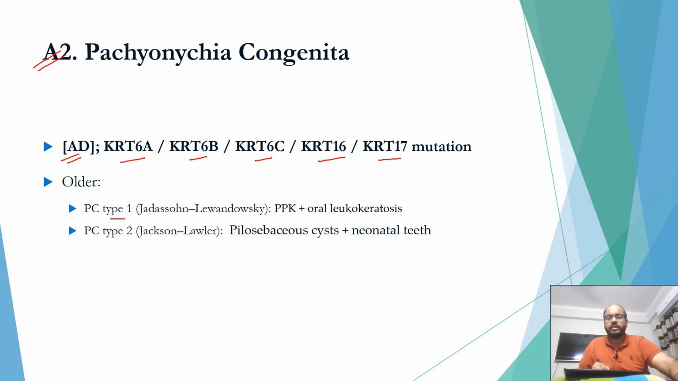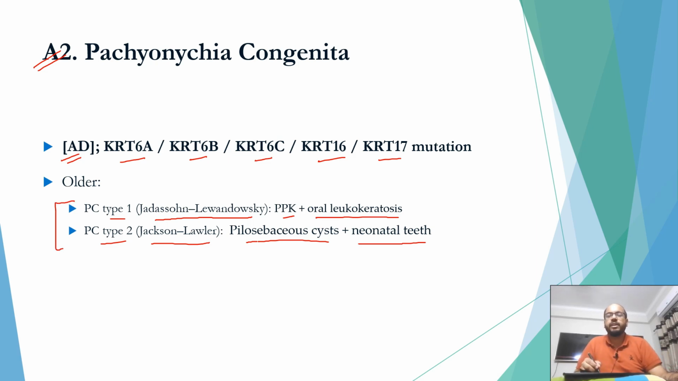PC type 1 was known as Jadassohn-Lewandowski syndrome. It had PPK with oral leukokeratosis, oral white plaque in the oral mucosa. The type 2, also known as Jackson-Lawler type, had more of pilosebaceous cyst and neonatal teeth. Neonatal teeth means the baby is born with teeth in the mouth. But this was an older classification.